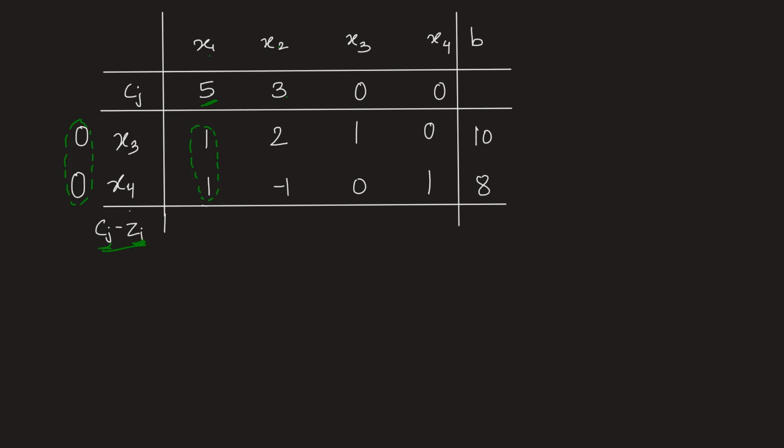When we take the dot product corresponding to x1, we get 1 into 0 plus 1 into 0, which is 0, and C1 minus Z1, with Z1 as 0, will be 5 itself. Similarly, C2 is 3 and Z2 we get as 2 into 0 plus minus 1 into 0, so 3 minus 0 is 3 again. Here we get 0 minus 0 and again 0 minus 0, which is 0 itself. So the variable that has the maximum value of Cj minus Zj is going to enter, that is x1 is going to enter because it has the maximum value 5 among these 4.